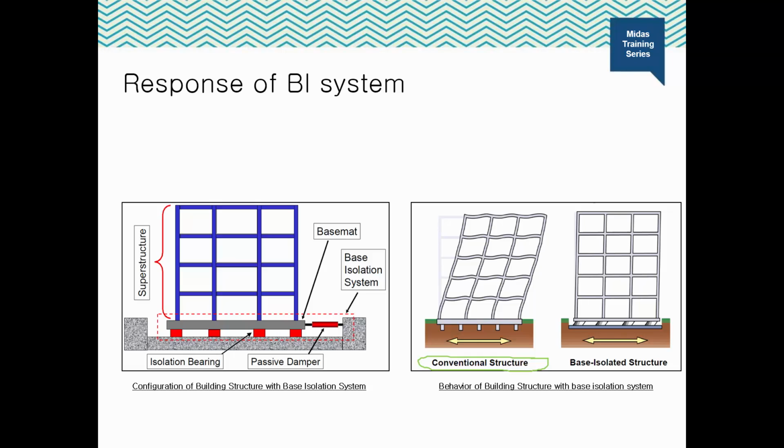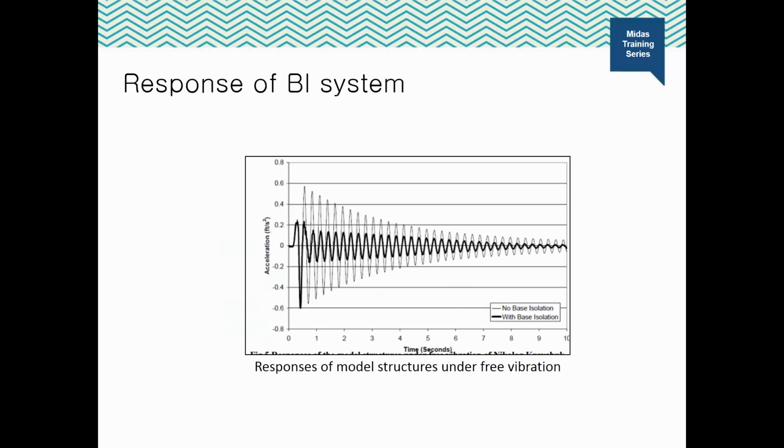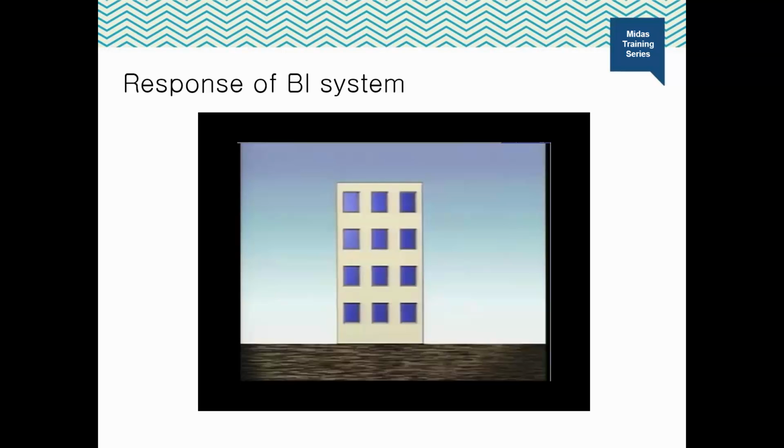Now let us understand this behavior a little more. So here in this graph, there is a comparison of acceleration of a structure with and without base isolation. So you can easily point out the difference. You can easily see that the acceleration of a structure with base isolation is much less than the structure without base isolation. Now let us see the difference from a short video.